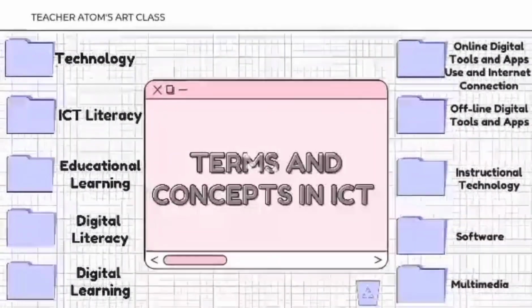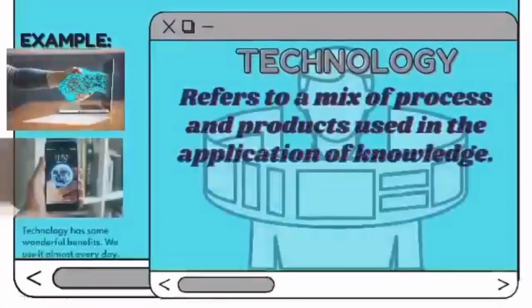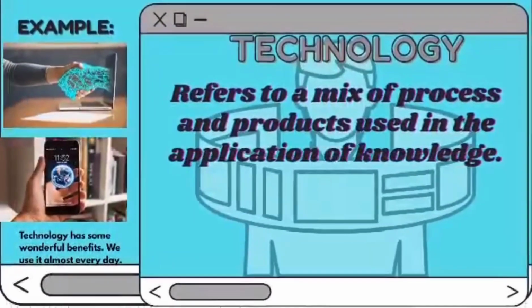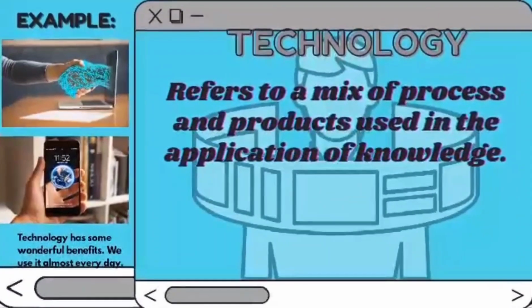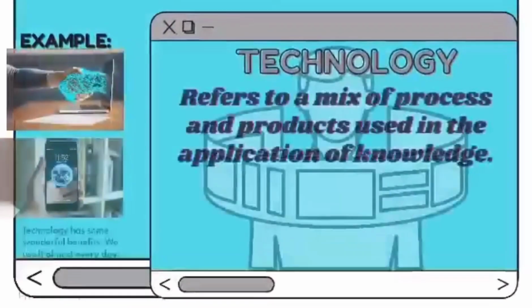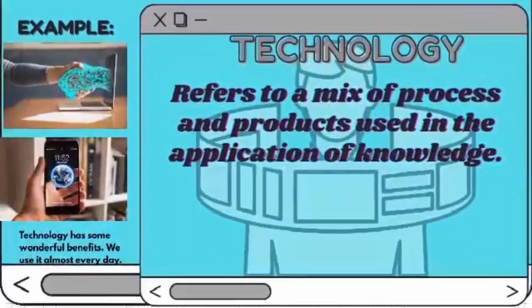First, technology. So what is technology? Technology refers to a mix of processes and products used in the application of knowledge, for example, laptop and cell phone. Also, the usage of technology has some wonderful benefits. We use it almost every day.